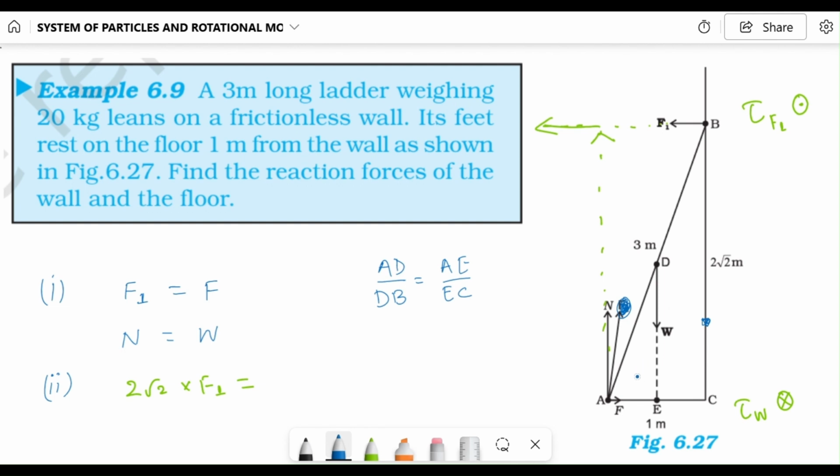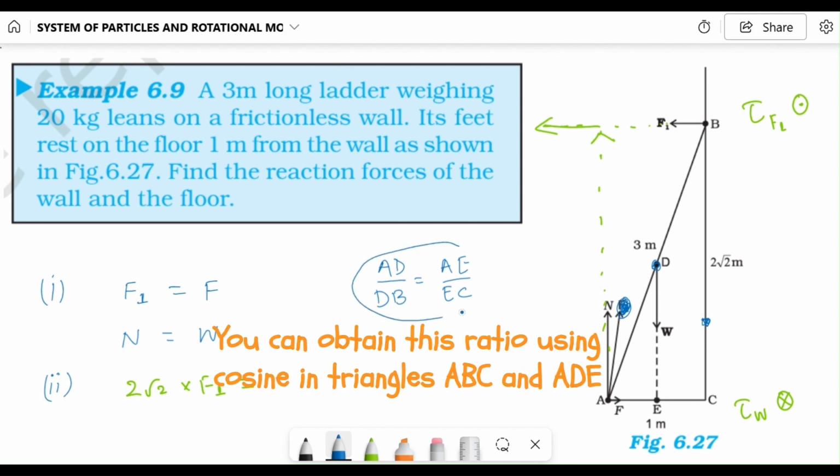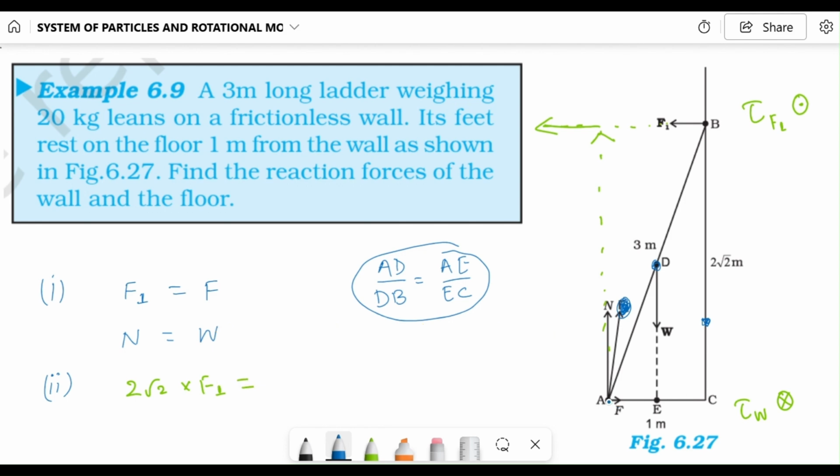So you can say that if this is acting at the middle of this side of triangle ABC, then AE and EC are also equal, because this E is also at the middle. Using this you can also say that if this is from here to here 1 meter, then AE should be 1 by 2 meter. So we can write it here as 1 by 2 times this force.